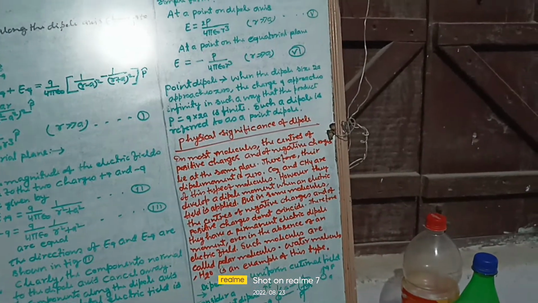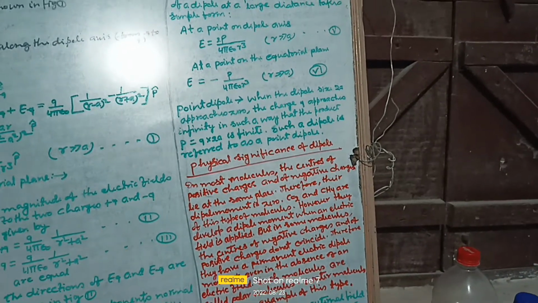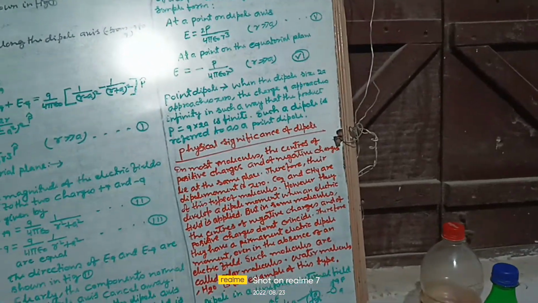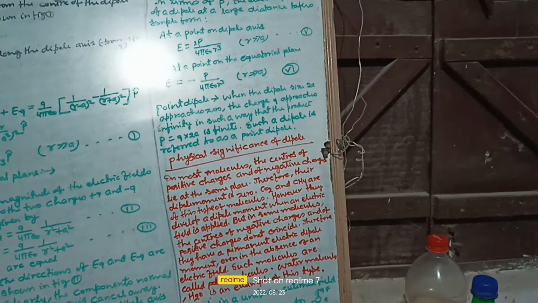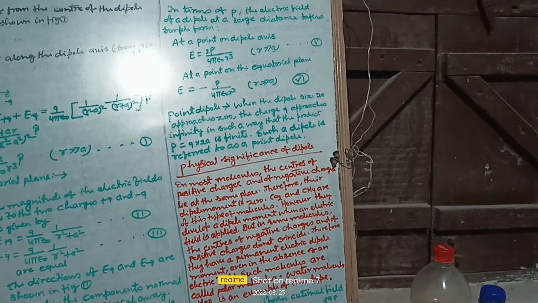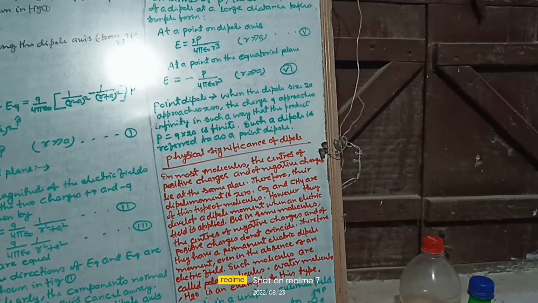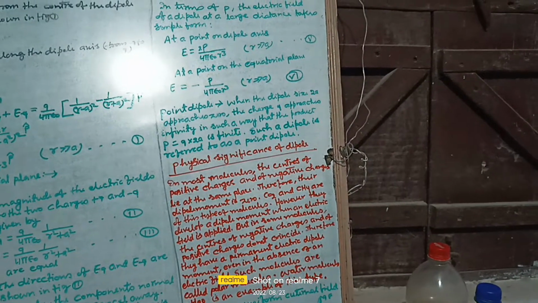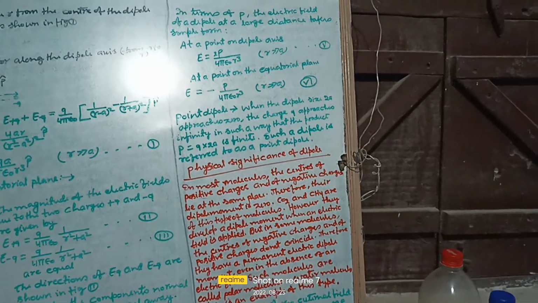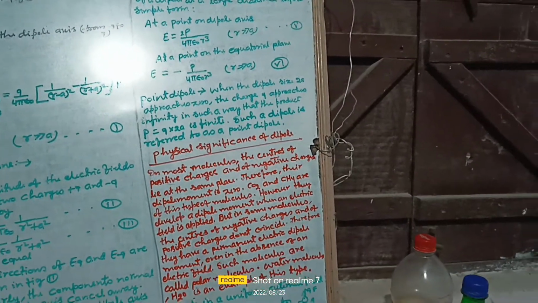Physical significance of dipole. In most molecules, the centers of positive charges and negative charges lie at the same place. Therefore, their displacement, therefore their dipole moment, is 0. CO2 and CH4 are of this type of molecules. However, they develop a dipole moment when an electric field is applied. But in some molecules, the centers of negative charges and of positive charges do not coincide. Therefore, they have a permanent electric dipole moment, even in the absence of an electric field.